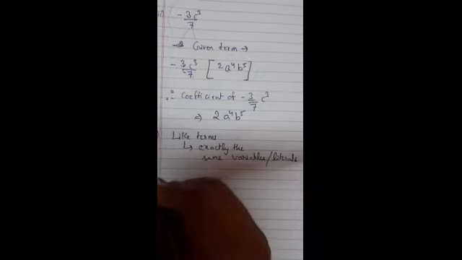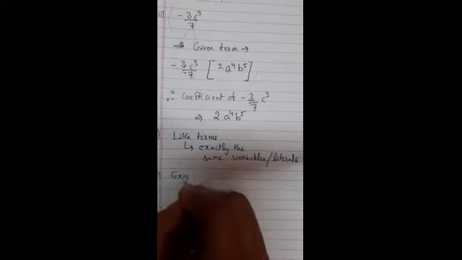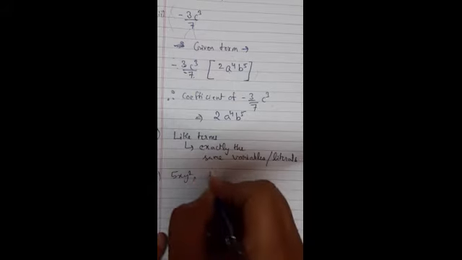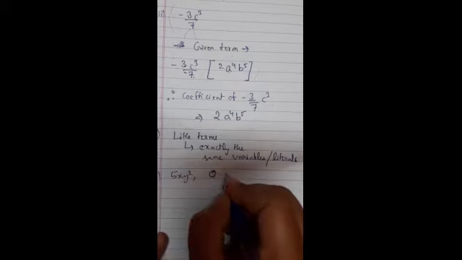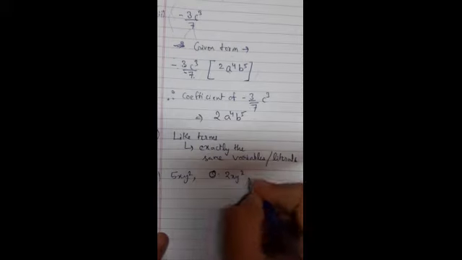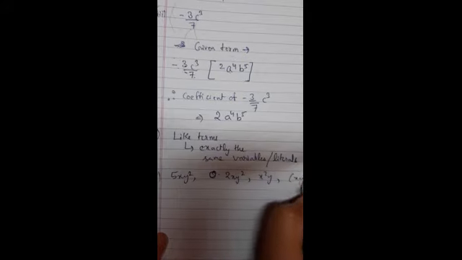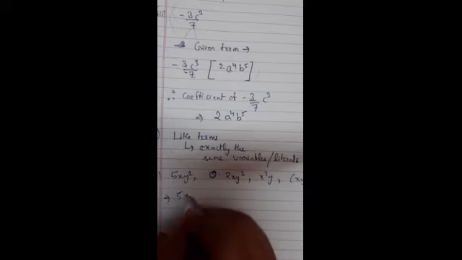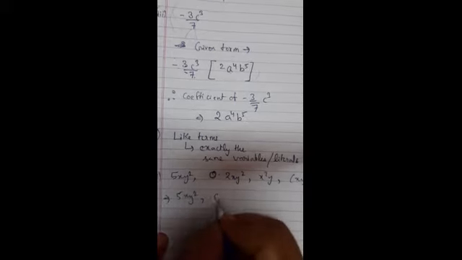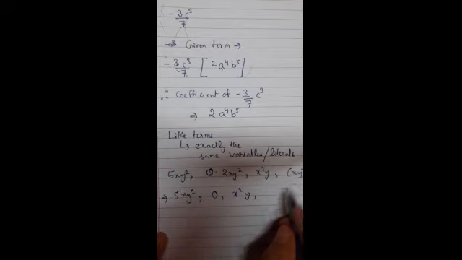So let us pick up the second part of the question. The second part of the question says 5xy square, comma, 0 into 2xy square, comma, x square y, comma, xy whole square. This dot symbol is actually multiplication. Let us simplify these terms. These terms actually are 5xy square, 0 into anything is 0, x square y, and if I open the last one, the power will be distributed. It is x square y square.